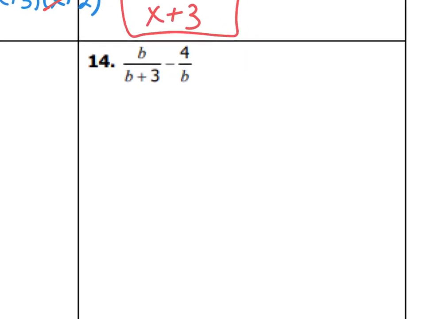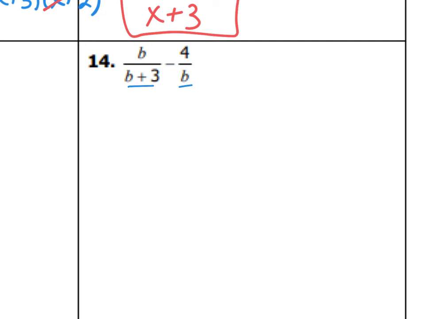If I look, I've got b plus 3, and I have b. Okay, so I need something that both of these will go into. Will b go into b plus 3, though? Evenly? No.